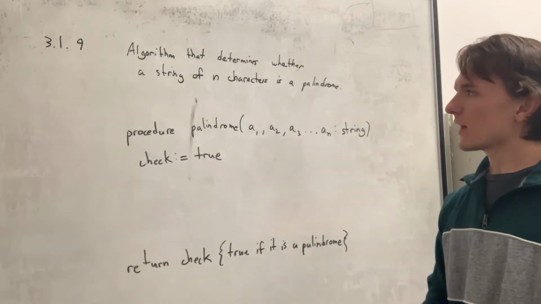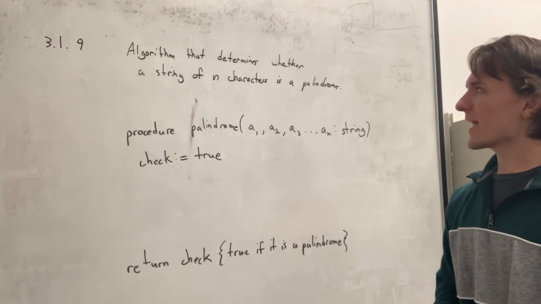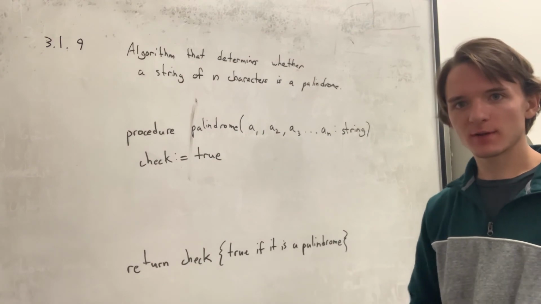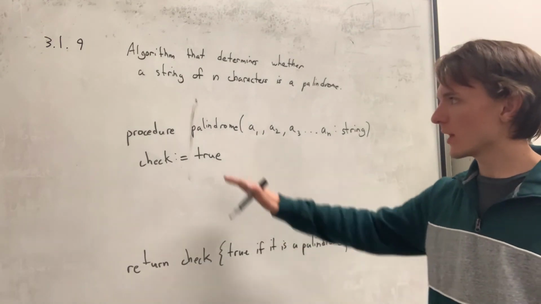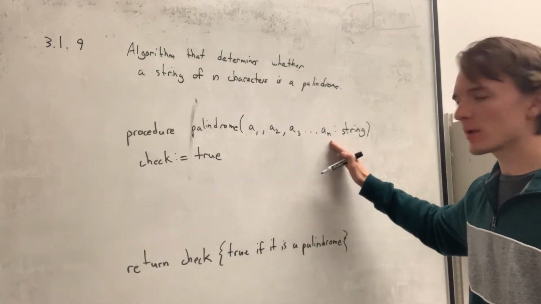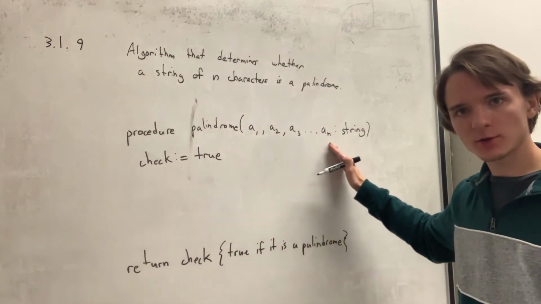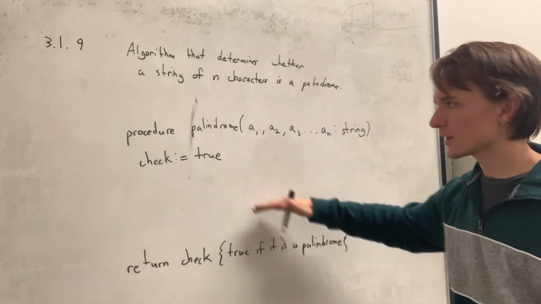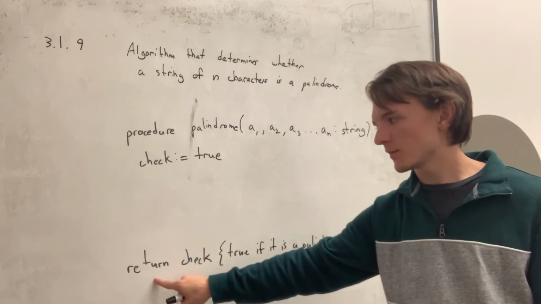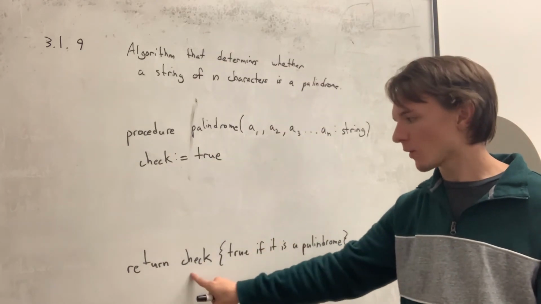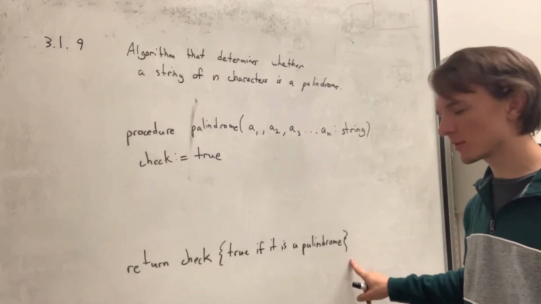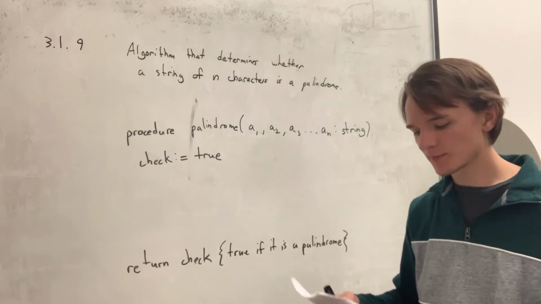Next problem. Devise an algorithm that determines whether a string of n characters is a palindrome. Okay, so I already set up our pseudocode kind of format. We have a procedure, which is just a function. We'll call it palindrome. We're given a through n integers, or characters, which represent a string. Let's create a variable called check. Check begins with true. At the very end, depending on what happens over here, check will return true or false. It'll return true if and only if the string we're given is a palindrome, and false otherwise.